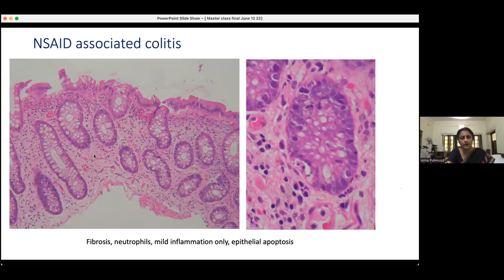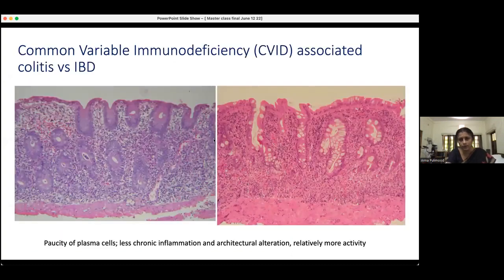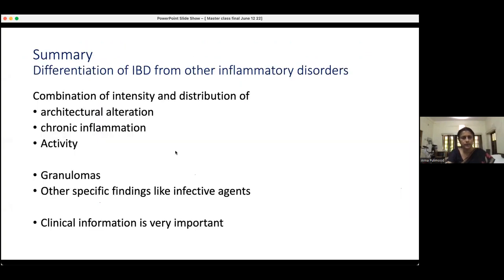NSAIDs also can cause a mild ischemic colitis, a picture that looks like ischemic or an acute colitis. You can have apoptosis in the crypts in ischemic and NSAID-associated colitis. This is diversion colitis we went through, which again can resemble IBD. Common variable immunodeficiency can be associated with an IBD-like picture, but the architectural alteration and chronic inflammation are usually less than in classical IBD. So diagnosis is based on architectural alteration and chronic inflammation, but differentiation is based on the distribution of these, the intensity of these, and other useful findings.